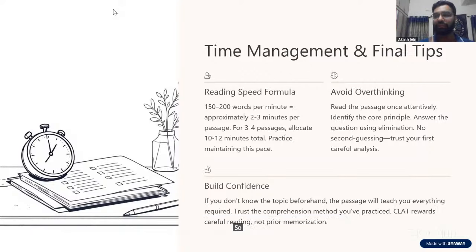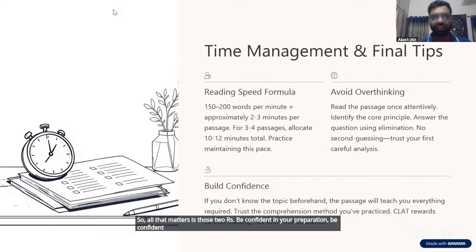So all that matters is those 2 hours. Be confident in your preparation, be confident about yourself, in your abilities, and you will end up doing well.